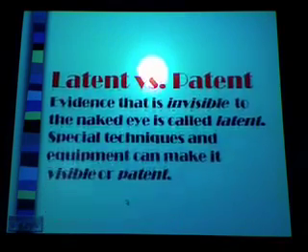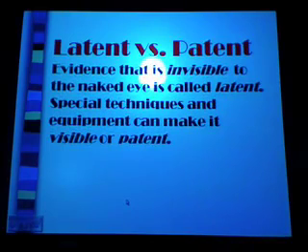There are two types of prints that we deal with in a crime scene: latent and patent prints. Latent prints are those that are invisible to the naked eye. They must be made visible through special techniques. A patent print is one that's already visible. An example of a patent print in our case would be the lip prints found on the Diet Coke can and the Pepsi can.